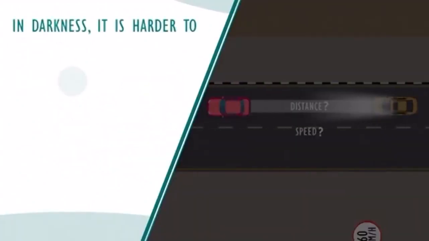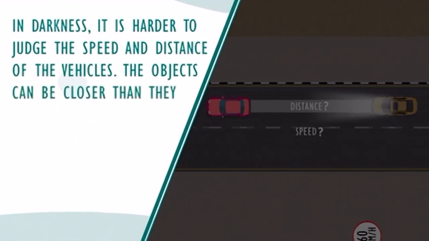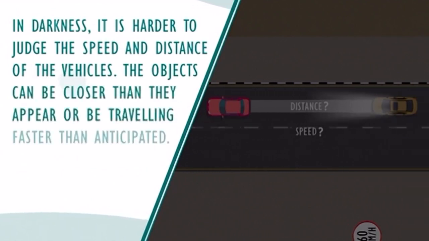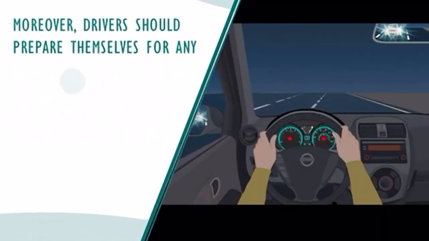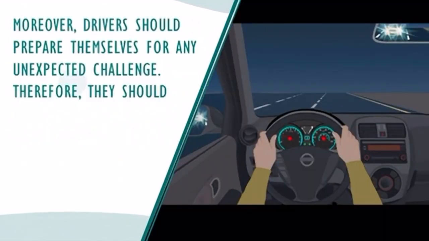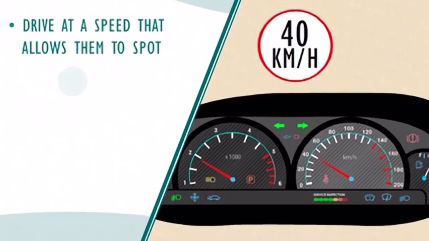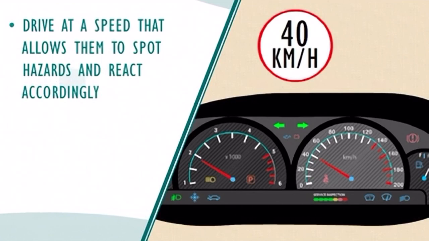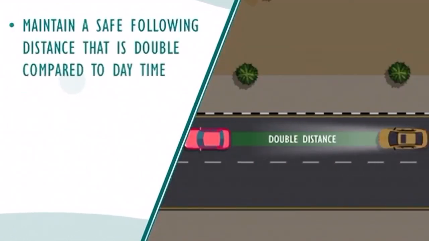Back off. In darkness, it is harder to judge the speed and distance of the vehicles. The objects can be closer than they appear or traveling faster than anticipated. Moreover, drivers should prepare themselves for any unexpected challenge. Therefore, they should back off, which means drive at a speed that allows them to spot hazards and react accordingly. Maintain a safe following distance that is double compared to daytime.